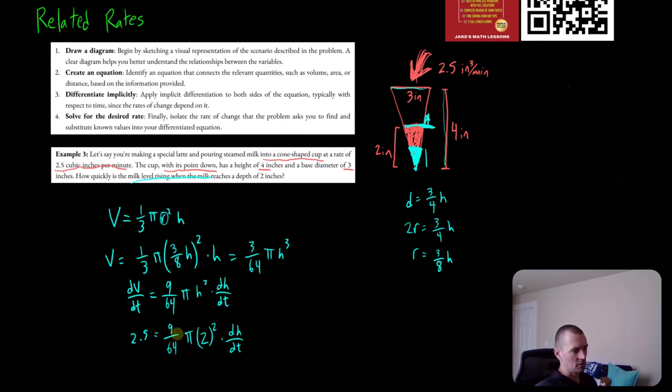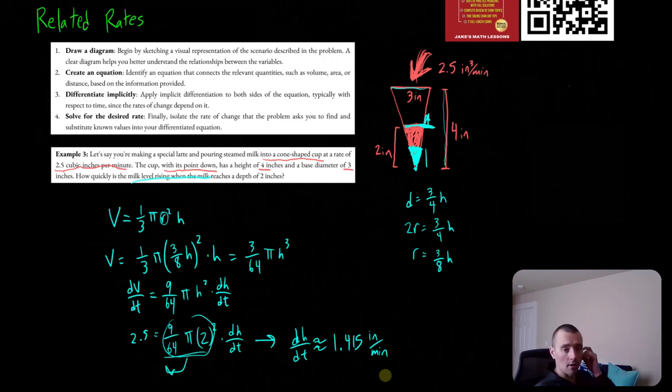So now we could essentially just divide all of this over to the other side of the equation, and that would tell us that dh/dt would be 2.5 divided by all of this, right? 9 divided by 64, pi times 2 squared, which is 4. Plugging all that into a calculator would essentially just give us roughly 1.415 inches per minute.